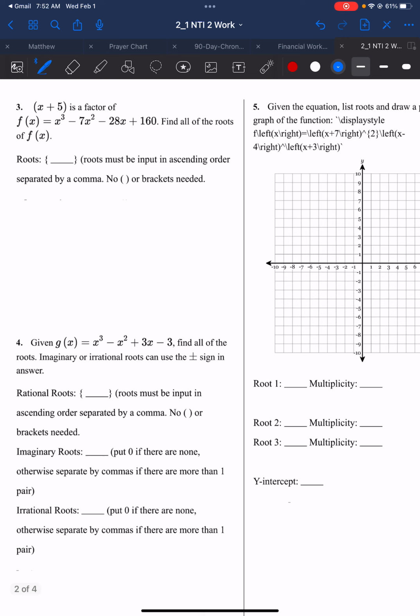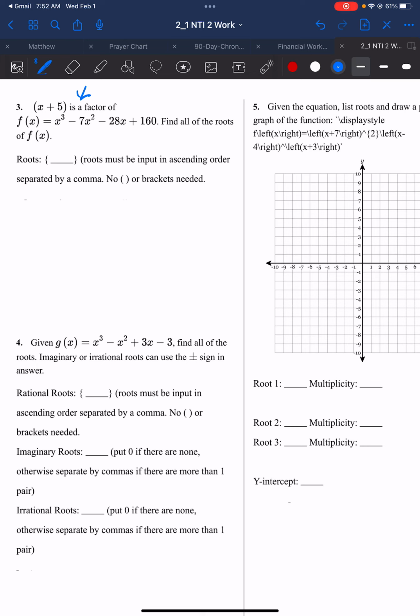Okay. Now, number 3. X plus 5 is a factor of f of x equals x cubed minus 7x squared minus 28x plus 160. Now, to find the roots here, there's a little bit of a process we have to go through. First thing I've got to do, anytime that it gives you the factor, all you have to do is go through and synthetically divide. So if it gives you the factor, just go through and synthetically divide.